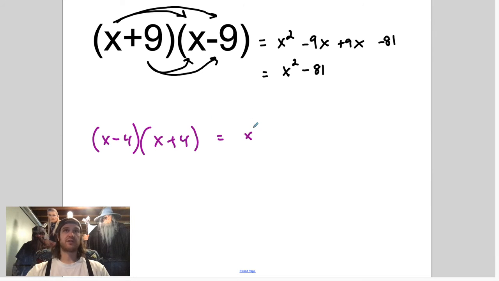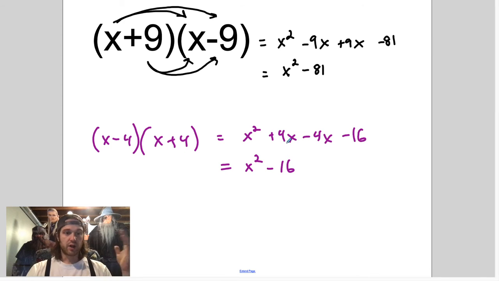Again, x times x is x squared, and then we have plus 4x minus 4x minus 16, which ends up being x squared minus 16. These two terms we add together, the coefficient goes to 0, the term essentially disappears. So this is our first special case.